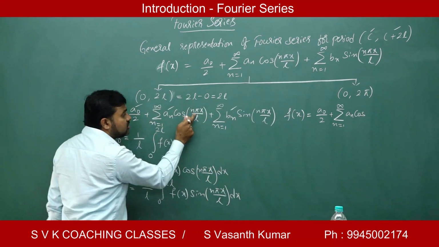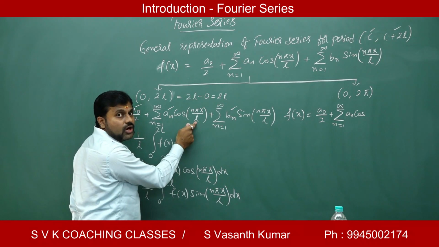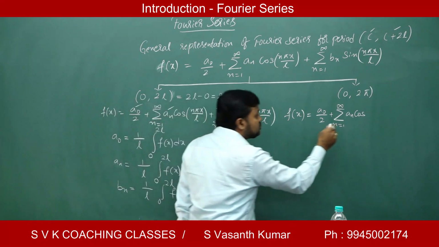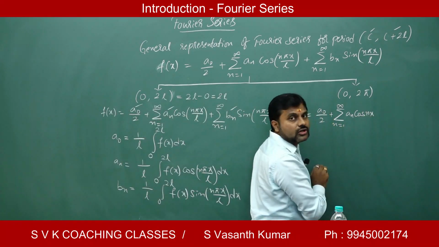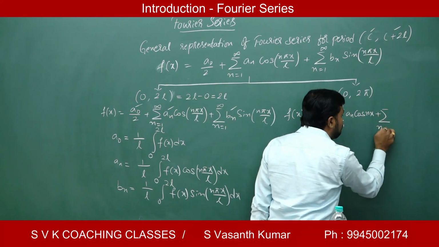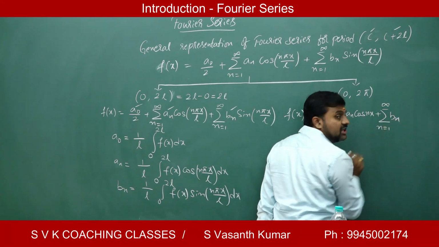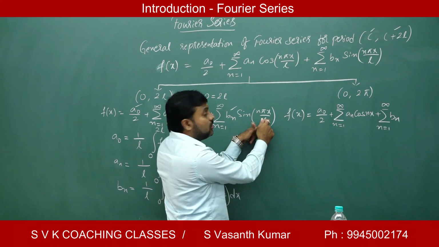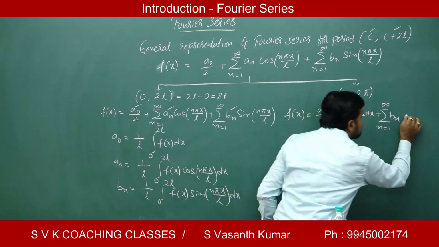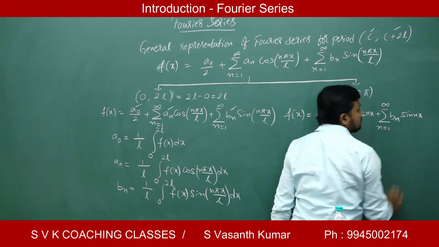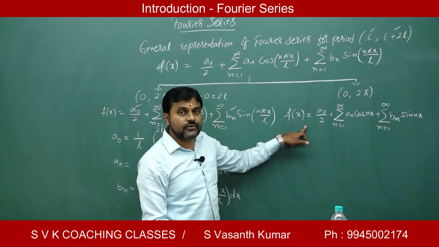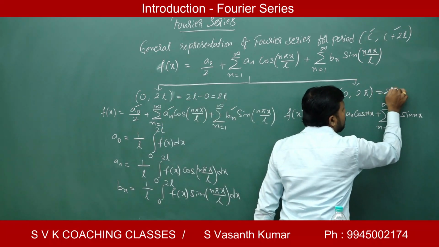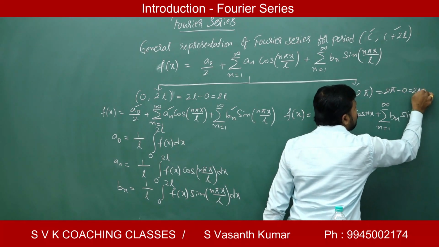Now observe here, in place of L I am substituting pi. So pi by pi gets cancelled, and you are left with cos nx. Plus summation n equal to 1 to infinity bn sin, substitute L equal to pi, so pi gets cancelled, and you are left with sin nx. This is the general form of Fourier series for period 2 pi. Upper limit minus lower limit, 2 pi minus 0, gives 2 pi.